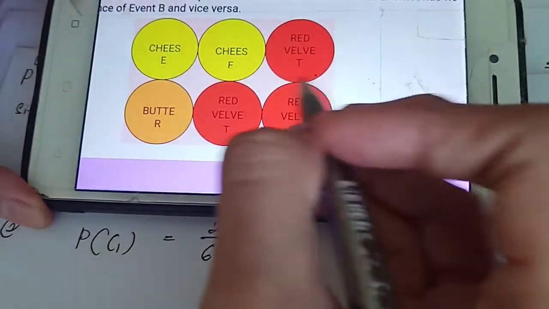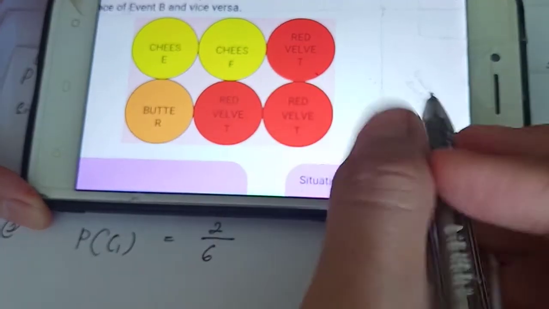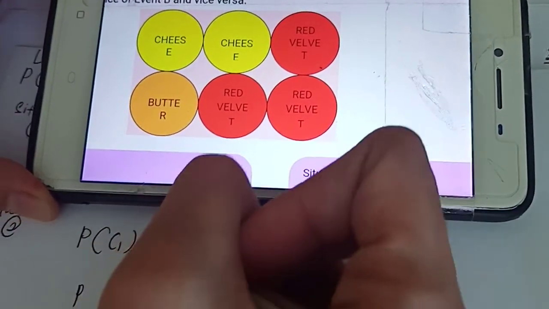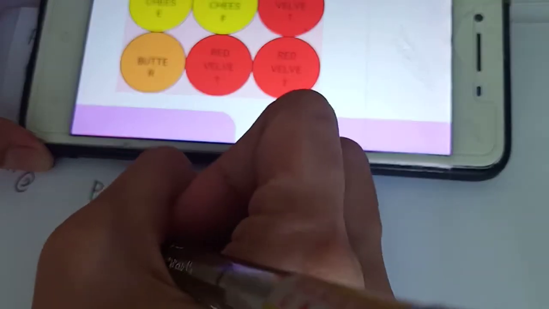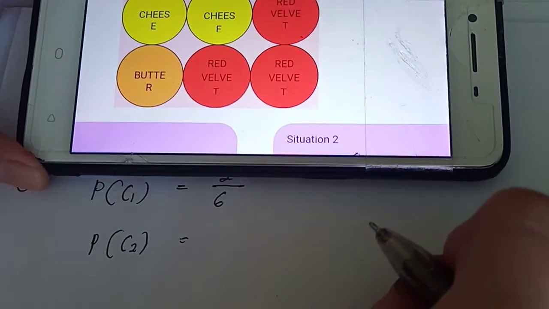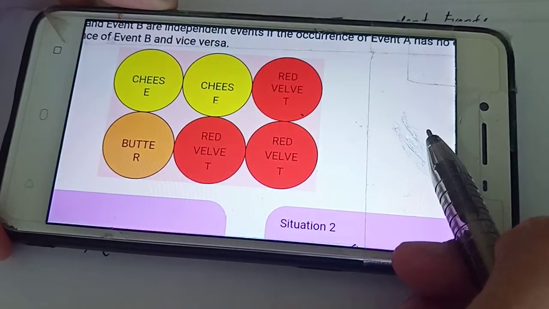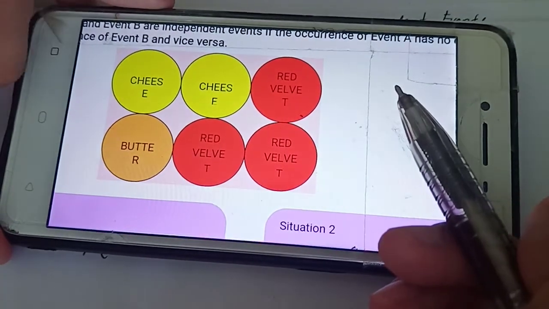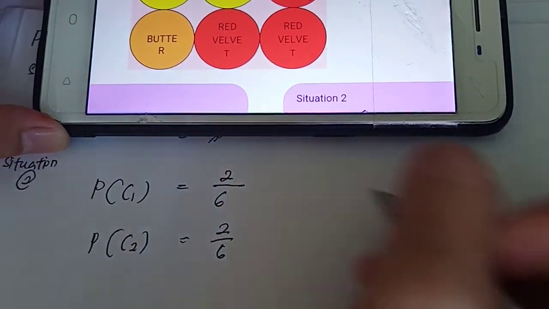I take out 1, I record the flavor, and then I put it back again. And then I take out another cake. What's the probability of getting a cheesecake again? Having taken one out, I put it back again. So the second time, the probability is 2 over 6.